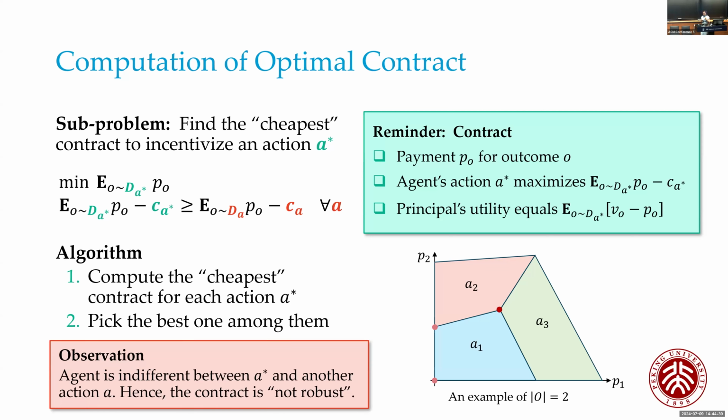So the observation here is that the optimal contract is actually the solution of a linear programming problem. So the agent is actually indifferent between the optimal action and some other action. So actually the contract is not that robust.